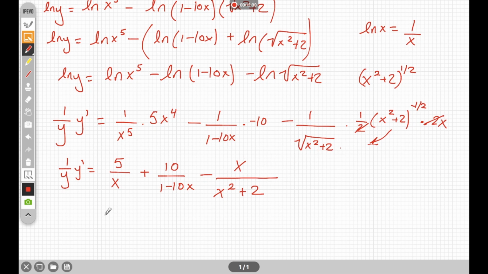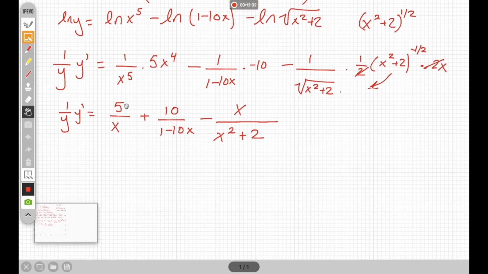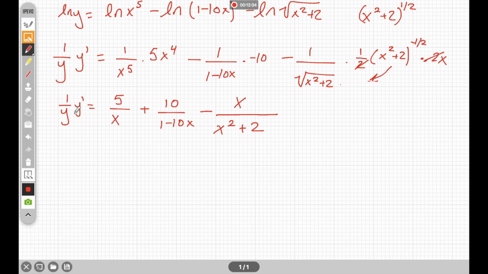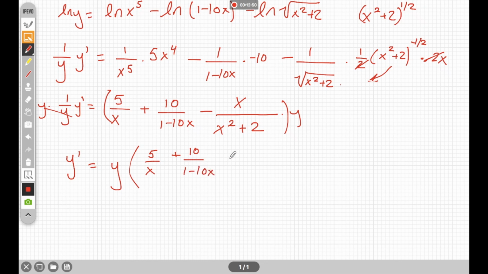And then the last step here is you have to solve for y prime. Don't leave it like this because this is not the derivative. You have to solve for y prime by multiplying by y on both sides. And we're multiplying this whole thing by y. So what I end up getting is y times 5 over x plus 10 over 1 minus 10x minus x over x squared plus 2.